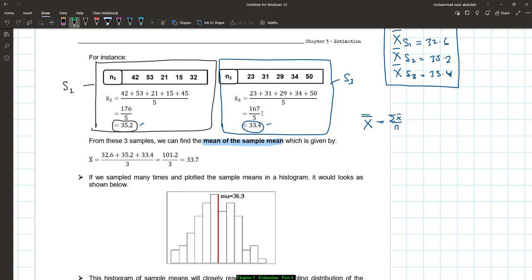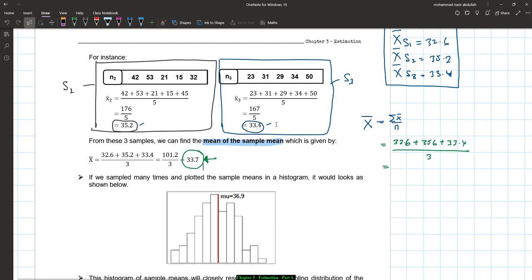But this is wrong, we cannot write x bar bar here. Though we understand it in our perspective as x bar bar, actually this is the mean of the sample mean, x bar. So we take the summation of all the means: 36.2 plus 35.6 plus 33.4 divided by 3. This should be equal to 33.7. So this is our sample mean of the sample mean. This is our generalized mean for the whole population.